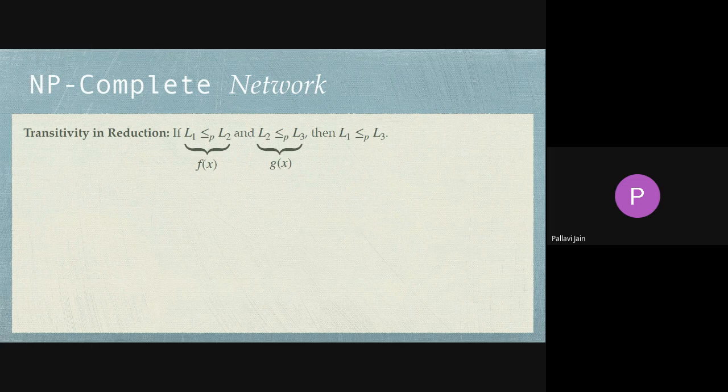If you saw the definition earlier, this just denotes that L1 is reducible to L2. That's it.